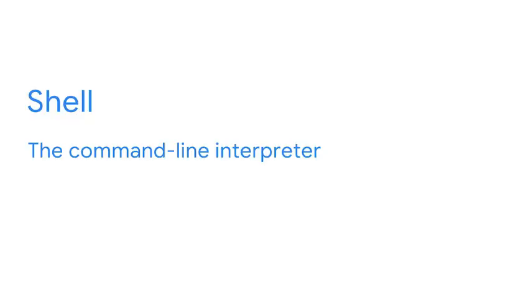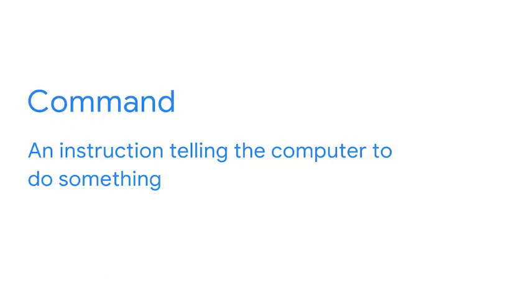The shell is the command line interpreter. That means it helps you communicate with the operating system through the command line. Previously, we discussed a command line interface. This is essentially the shell. The shell provides the command line interface for you to interact with the OS. To tell the OS what to do, you enter the commands into this interface. A command is an instruction telling the computer to do something. The shell communicates with the kernel to execute these commands.